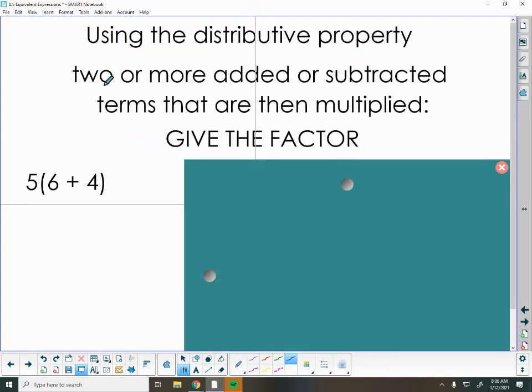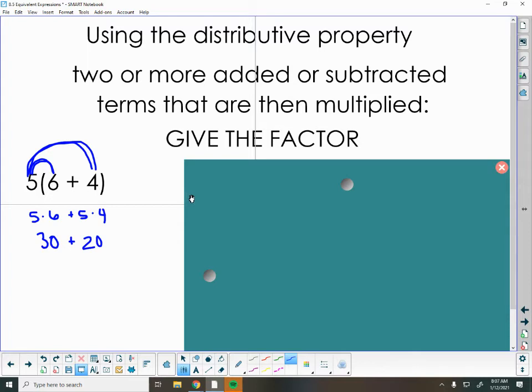So let's do a few practice on those distributive properties. So remember, it only works when the terms are added or subtracted, then multiplied. So we're going to give the 5 to the 6, give the 5 to the 4. So this makes it 5 times 6. See if you can finish that problem there. Plus 5 times 4. So we could even keep going and make this 30 plus 20 here. So we could just skip straight to 5 times 6 and 5 times 4.